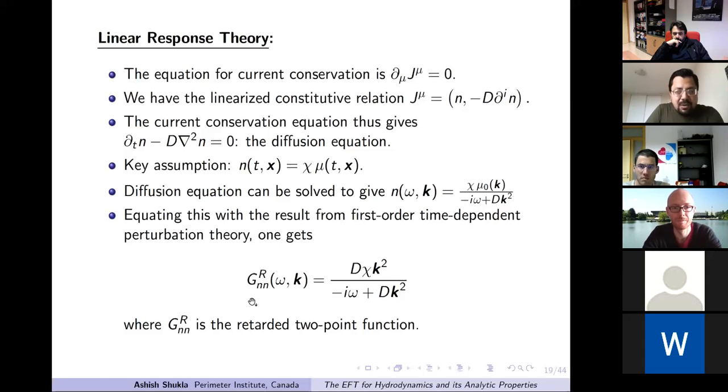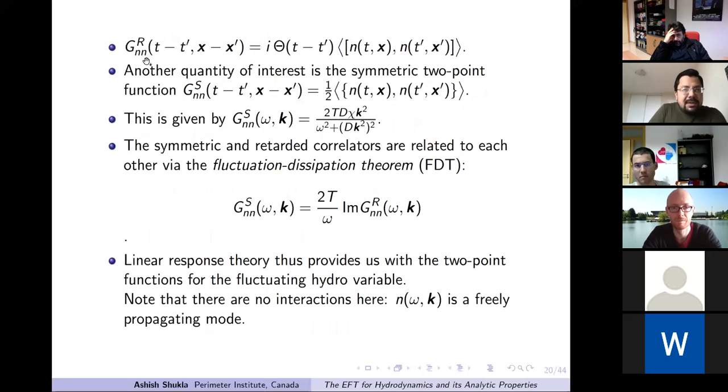And in the end, all said and done, you end up with the retarded 2-point function of n in momentum space, which is d chi k squared by minus I omega plus d k squared. This is the known, very celebrated retarded 2-point function, which has a diffusive pole in the lower half plane at omega equals minus i d k squared. Just to be clear, this G_R^{nn} is the retarded 2-point function, because if I write it in real time, it's proportional to a theta function, which makes sure that it is non-zero only when t is greater than t prime.